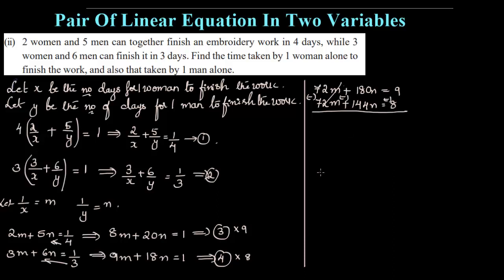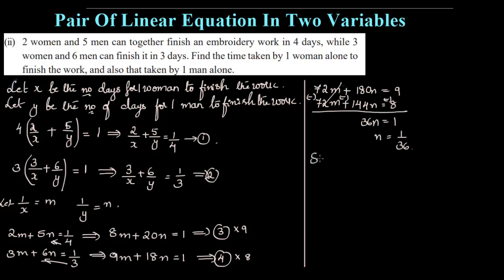So how much are you going to get? 36. And what will be the sign here? You have the bigger number's sign, positive. So this will also be positive, which is equal to 9 minus 8, which is equal to 1. So n is equal to 1 by 36. You have got it. In the same way, now we will be finding the value of m.